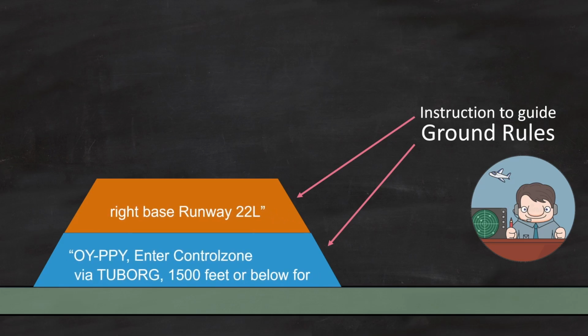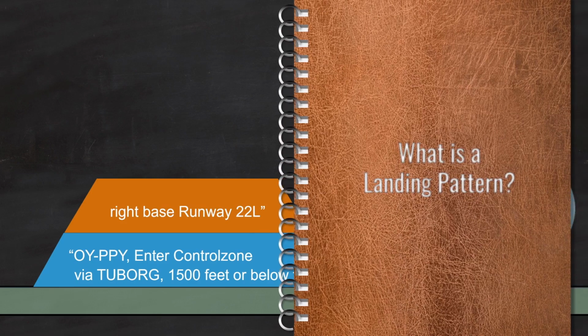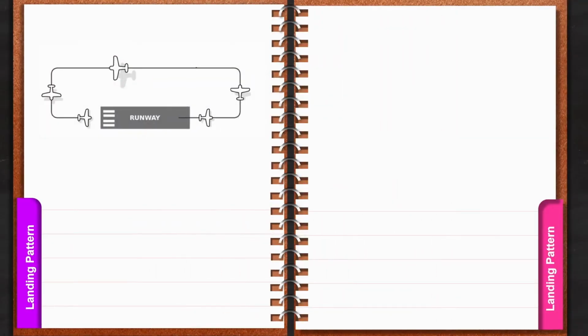So that's why you ask him to join right base for 2 to left. Which brings us to the next topic. What is a landing pattern? A landing pattern is square legs that marks how a VFR aircraft should approach the runway. Now you have to remember to stop thinking of this as IFR. Forget everything about ILS approaches.